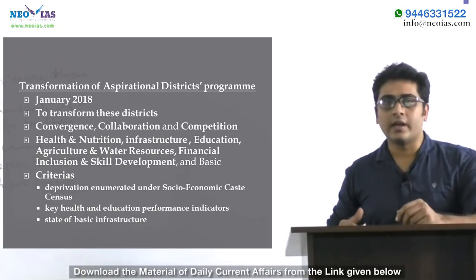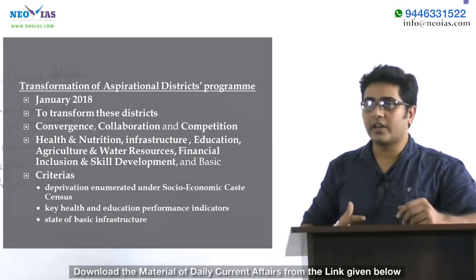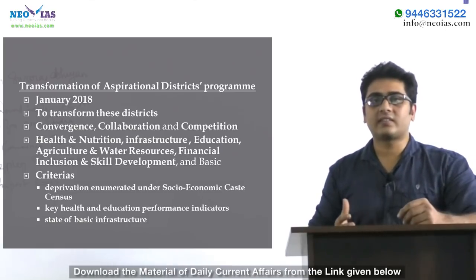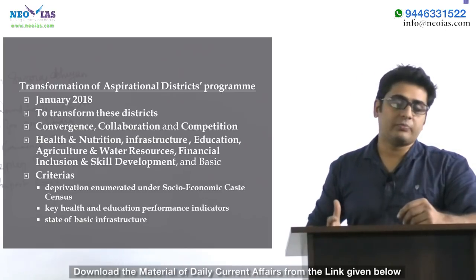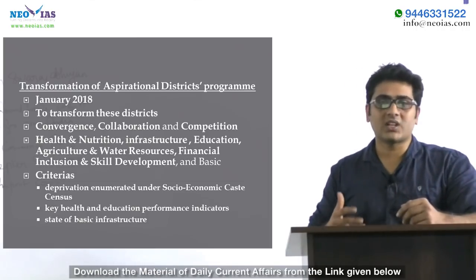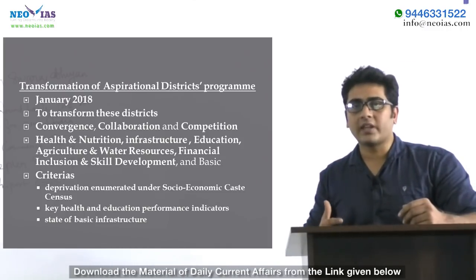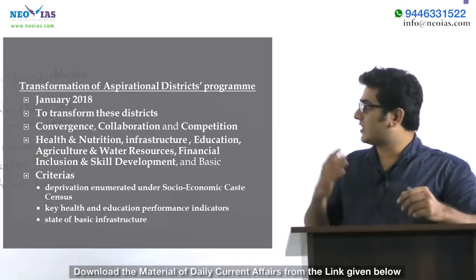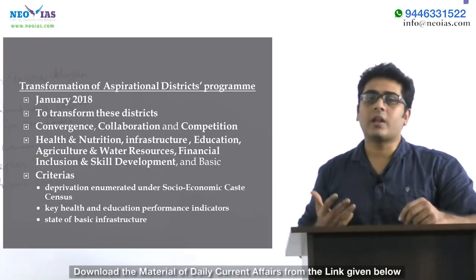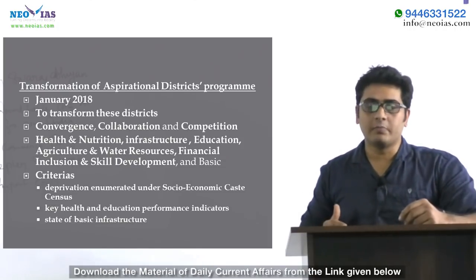So what are aspirational districts? We have already said that 117 aspirational districts were added into the Gram Swaraj Abhiyan. Aspirational districts are districts selected under the Transformation of Aspirational Districts program. This program was launched in the year 2018 and it aims to bring a quick and effective transformation of these selected areas. Rather than calling them backward, this program prefers to call them aspirational, because there is a vast scope for development there.